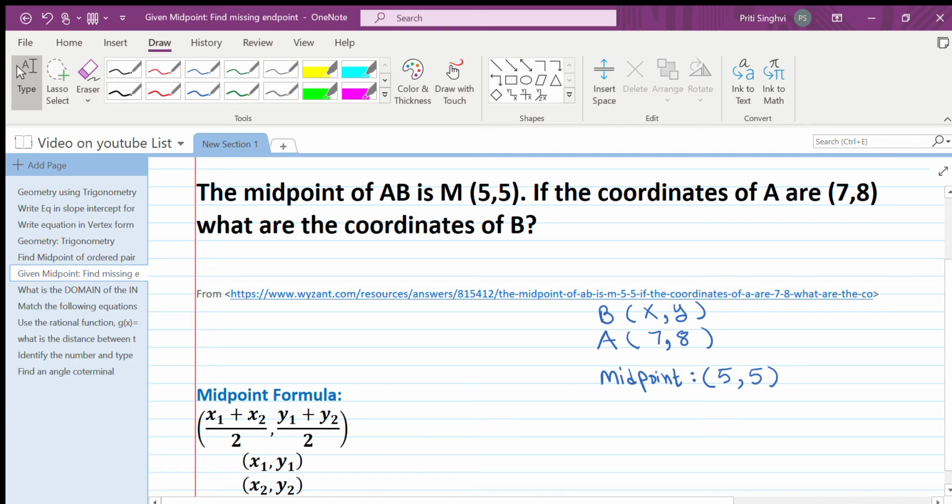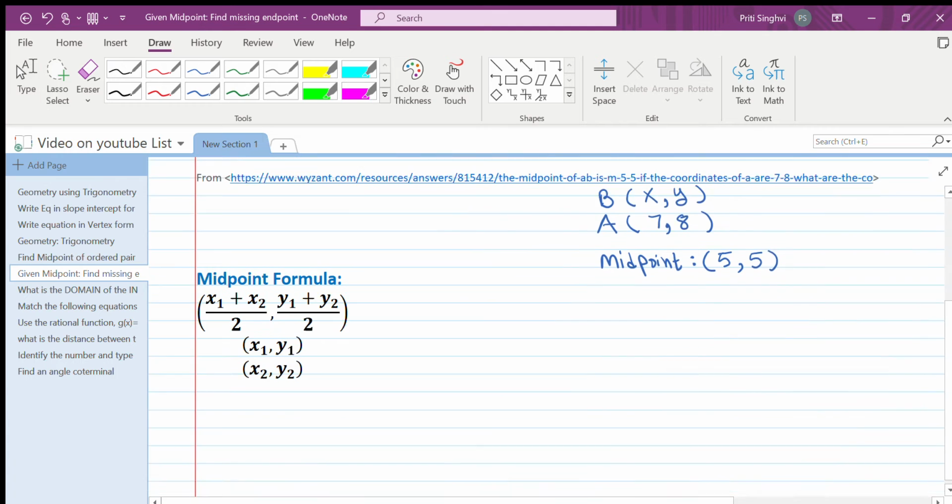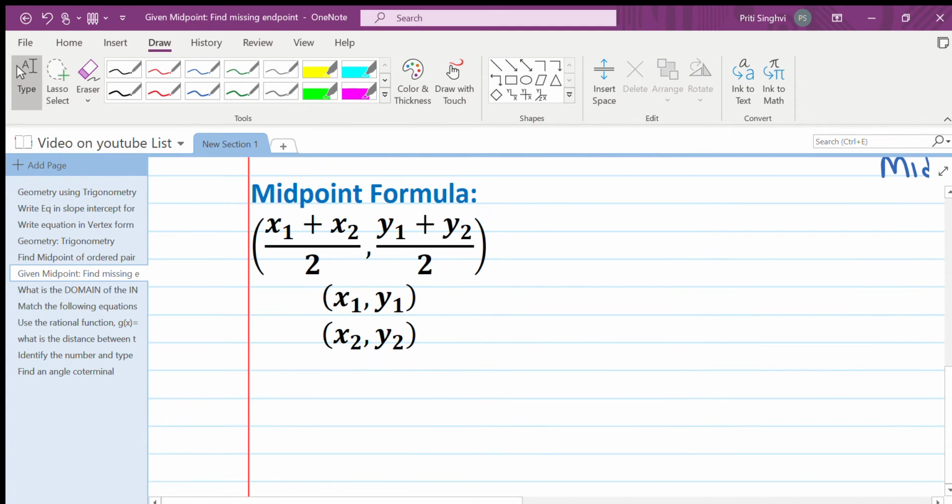So since we're missing B's coordinates, we're going to name B as (x, y) because we don't know what they are. The x value, I'm calling it x, and the y value, I'm calling it y. Then we're going to talk about what the midpoint formula is. The midpoint formula is adding up the two x's divided by 2 and adding up the two y values divided by 2. So basically (x1 plus x2) divided by 2 and (y1 plus y2) divided by 2. They could be positive or negative values. We're just going to add them the way they are given to us.